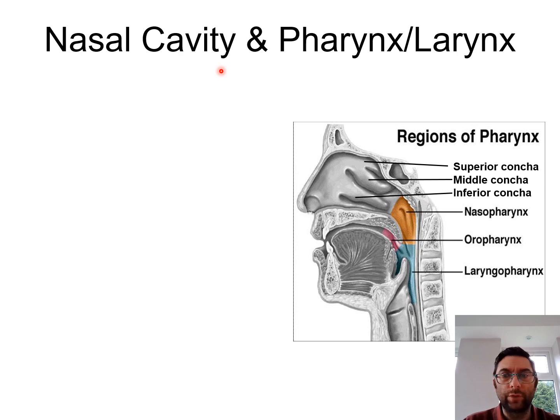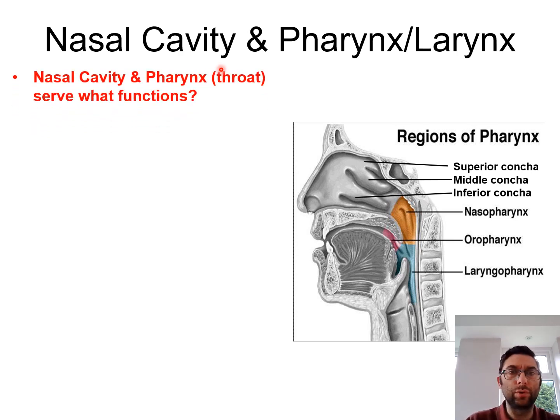Okay, if we start with the first of those structures of the conducting zone, the nasal cavity, the pharynx and the larynx, they serve several functions. One of the first ones is to warm and moisten air as we breathe it in. You may have noticed that on cold days, or particularly if you're away skiing or something like that, and it's cold and you're at altitude, then your throat can feel quite dry at times as you're breathing in.